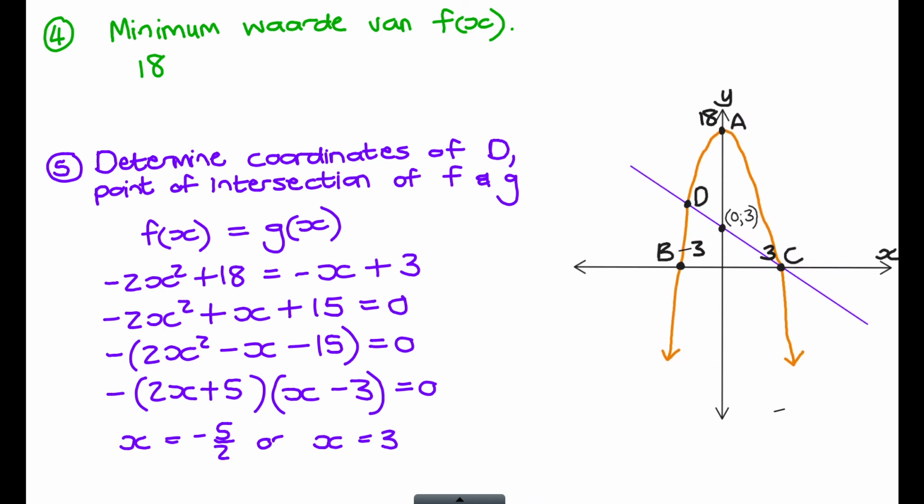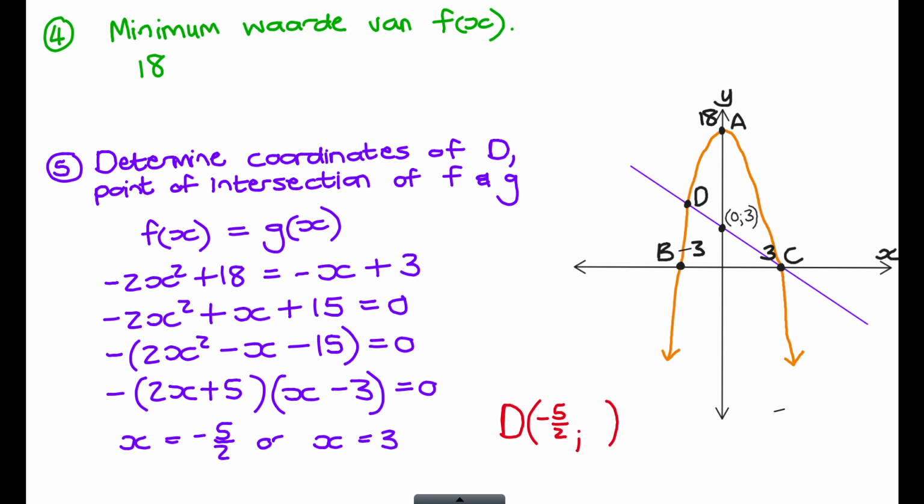Hulle sny mekaar hier by D, en hulle sny mekaar weer by C. En sien jy by C, at C, my value is where x is 3. So obviously the value at D will then be where x is minus 5 over 2. Nee. Okay, so dan gaan ek sê, D se x-waarde gaan definitief wees minus 5 op 2. But how do I get that y value?